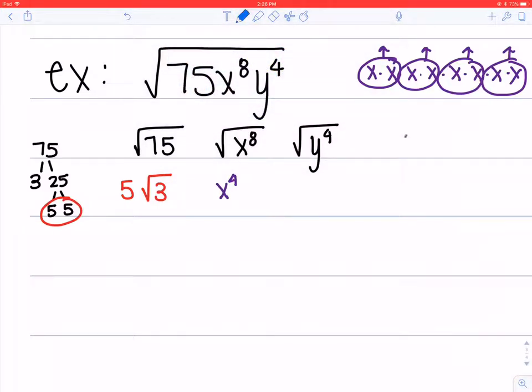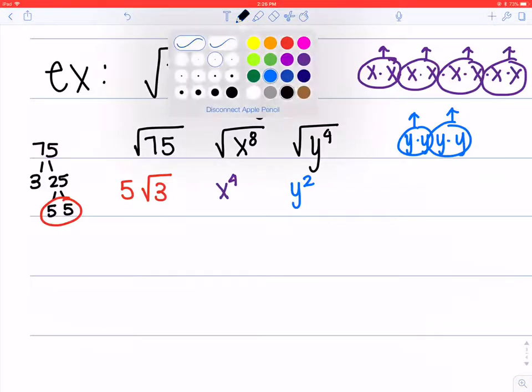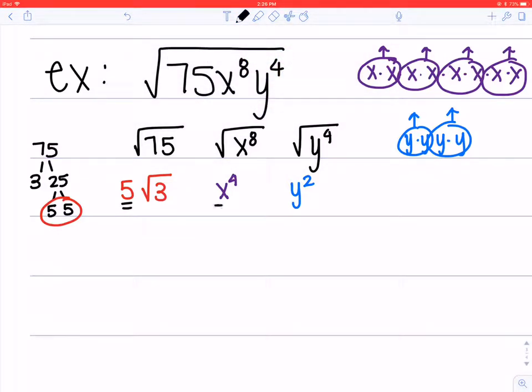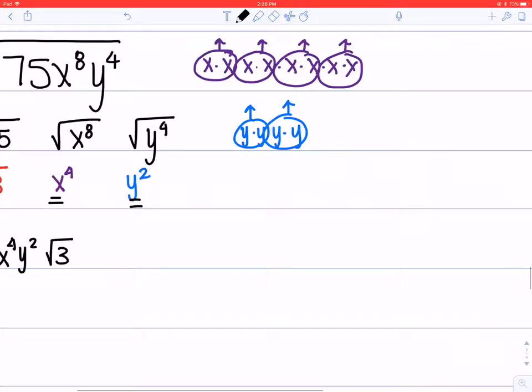Same thing with the y's. I have 4 y's because it says y to the 4th. So 2 pairs, which is going to give me 1 y, 1 y. So I'll have y squared. Now this is where step 3 comes into play, where I may want to rewrite it. I want to put everything that came out of the radical all the way up front, and then I'm going to leave that square root of 3 out back. So it was just a little rearranging. That would be your final answer.